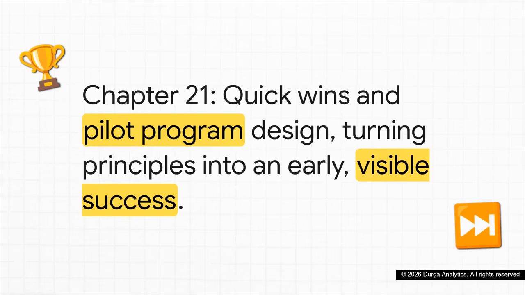Next up is Chapter 21, which covers quick wins and pilot program design, where we turn all these principles into an early, visible success. But before you jump into that next explainer, I want to leave you with one final thought. If your enterprise is scaling automated decisions at machine speed, but literally no one in your organization can actually explain how those decisions are made, who is really governing your data? You or the machine? Think about it. I'll see you in Chapter 21.